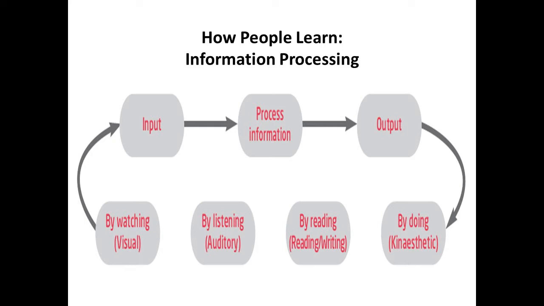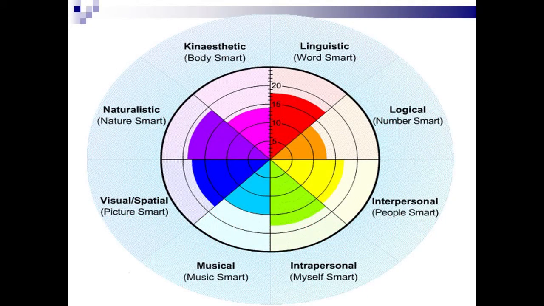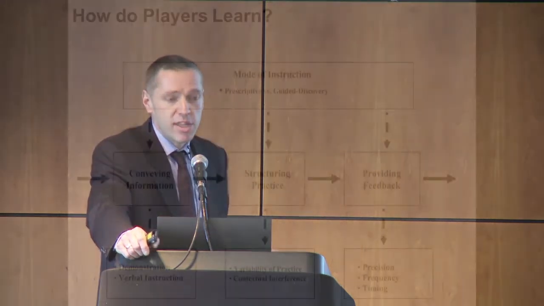Some people are good at music, some people are good at words, some people are good with people. This is a model I like. It's from Potrack and Jones. And basically what it looks at is how do players learn? Now, most of you are probably familiar with that.